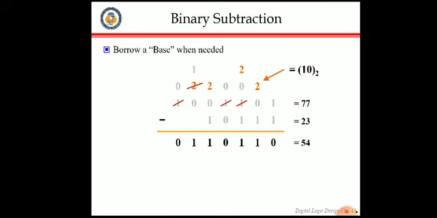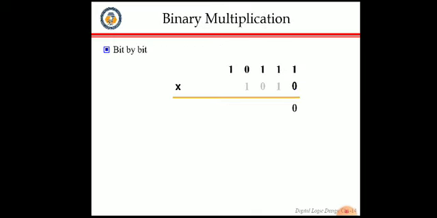Not only that, whenever you borrow from higher position, if that higher position is 0, you go to the next higher position and take borrow 2 also. From that borrow 2, you have to decrement by 1. That procedure you have to remember while subtracting one binary number from another binary number. So this is what you have to do.